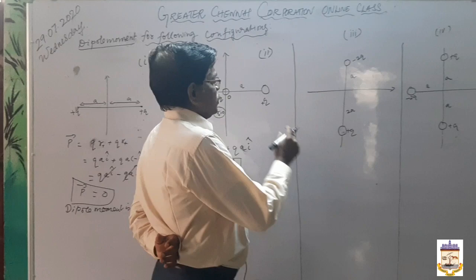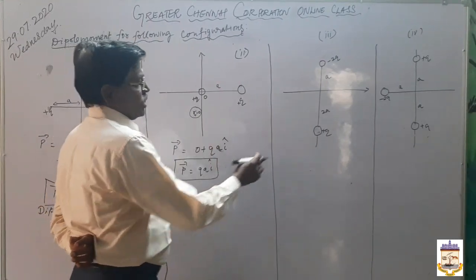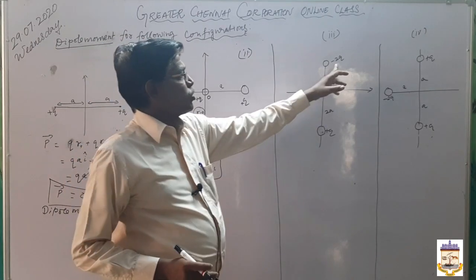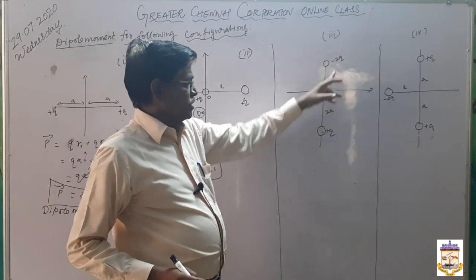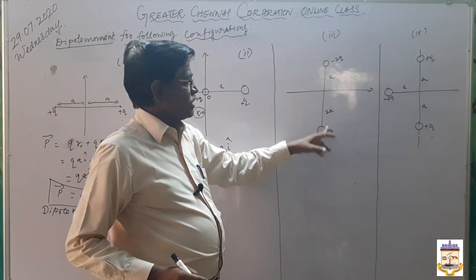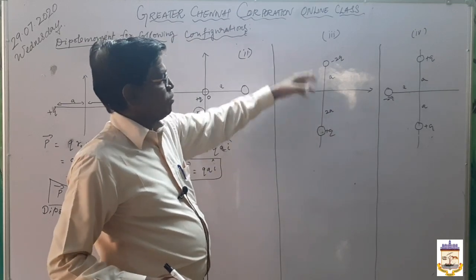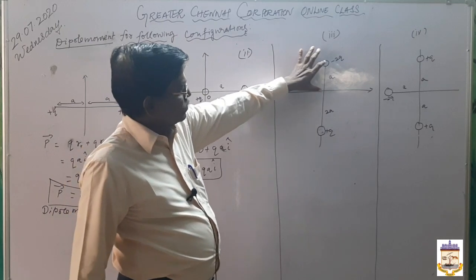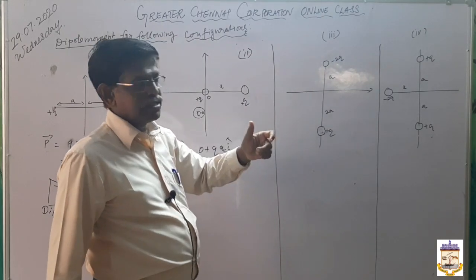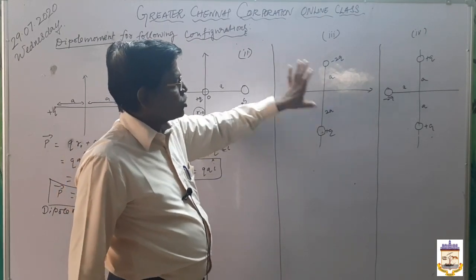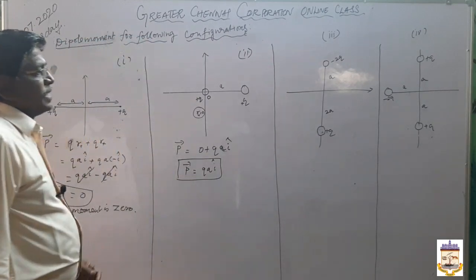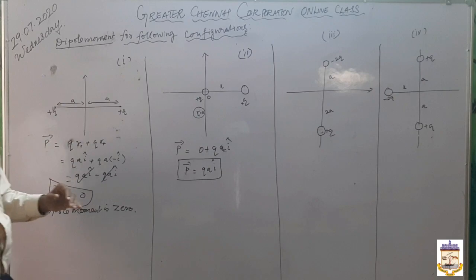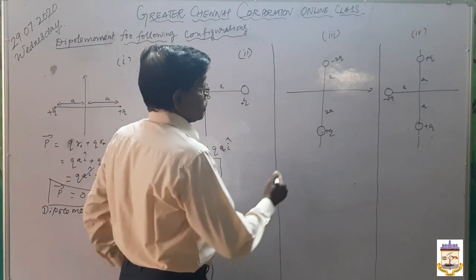Now, see the next one, the third problem. Instead of taking the positive charge, here minus and plus are taken. Here minus 2q is kept on the y-axis, and plus q is kept on the negative y-axis. This is the positive side, this is the negative side. The distance of this negative charge is a. Let us take a. This distance is 2a. Now, what is the dipole moment? We are finding the dipole moment for this system of charges or configuration.